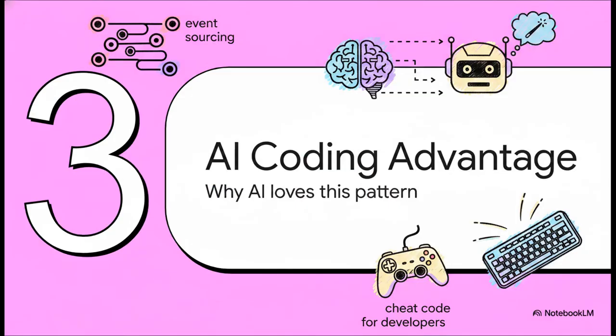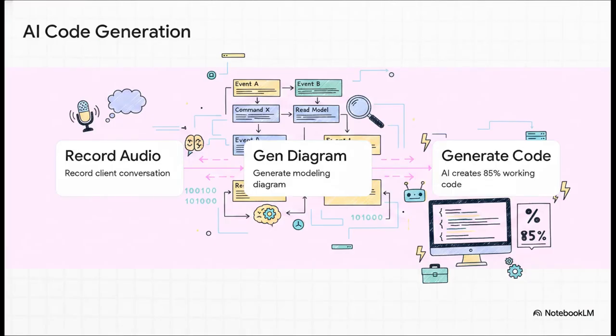Section 3. The AI coding advantage. Why AI loves this architecture. Let's look at a completely unexpected benefit of all this. Event sourcing is basically a cheat code for working with AI assistants. There's a documentation technique called event modeling diagrams. It's this very reduced visual language showing events and commands over time. And it turns out, AI models read these diagrams remarkably well.